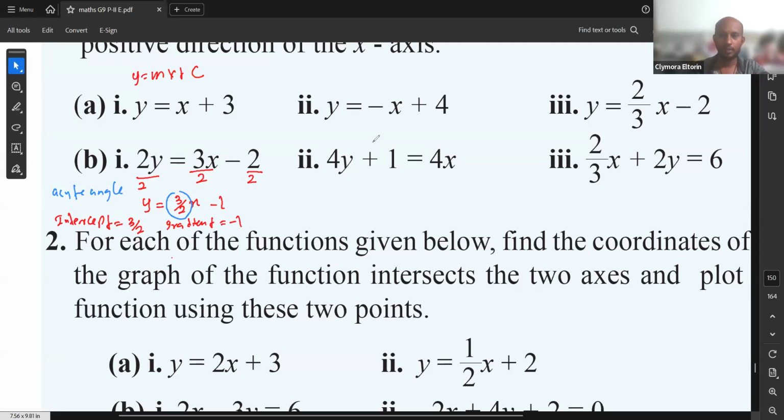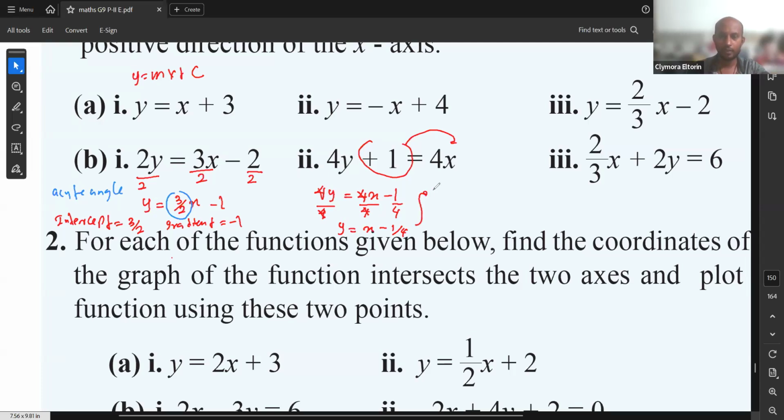I'm going to bring this to this side, so it becomes 4y equals 4x minus 1. This 4y, we need to convert to y equals. So both sides divide by 4, that means each term should be divided by 4. The equation becomes y equals x minus 1 upon 4.